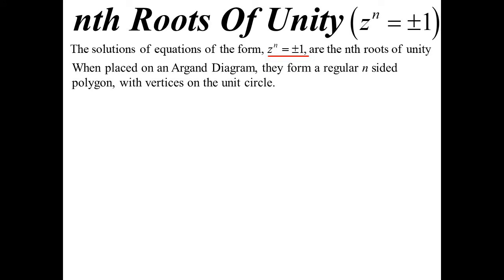And remember I talked before about being symmetric around the circle? So you'd get a regular polygon if you were to join them up. So let's look at this one, for example: z to the power of 5 equals 1.